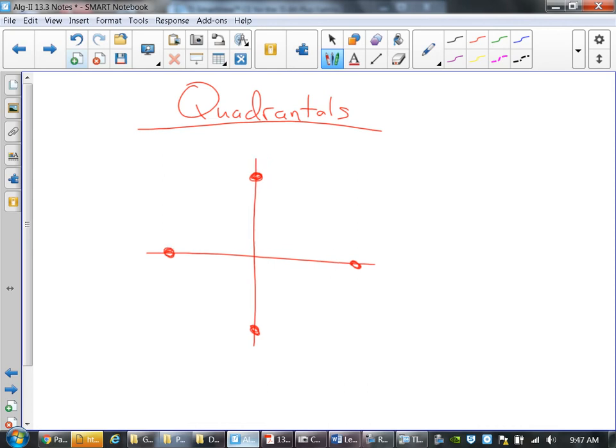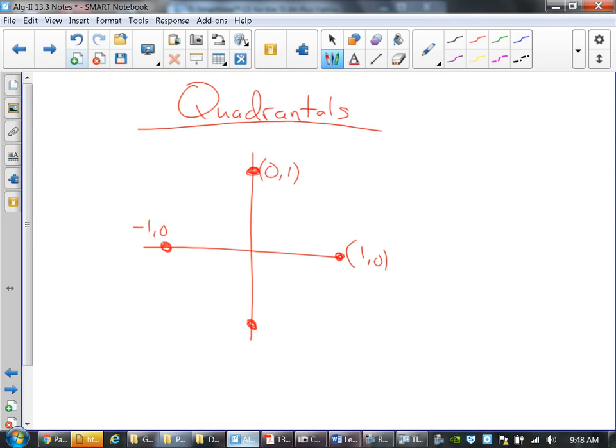For example, what's the ordered pair there? 1, 0. What's the next one? 0, 1. Next. What's your radius when you're on the quadrantal? 1, very good.